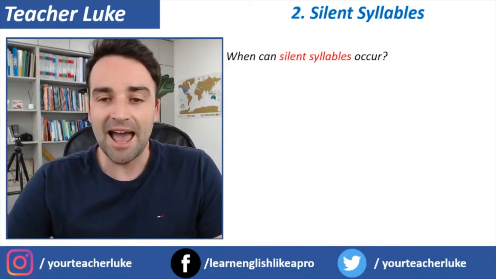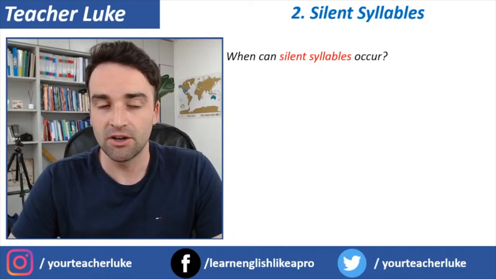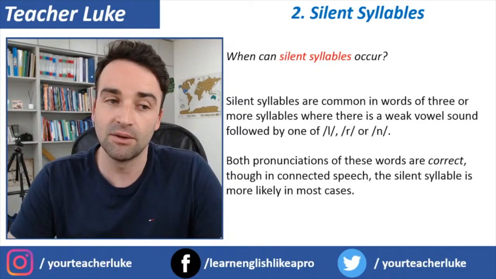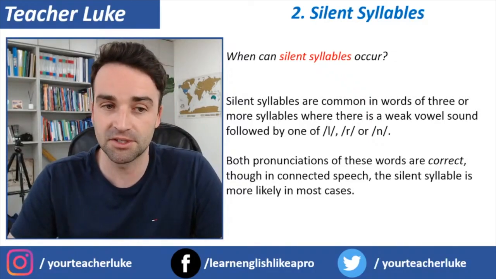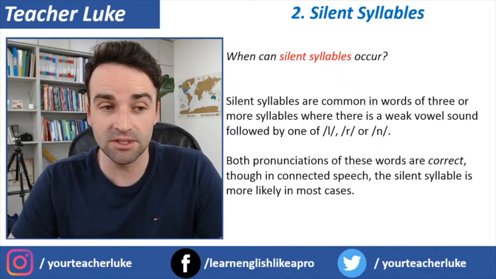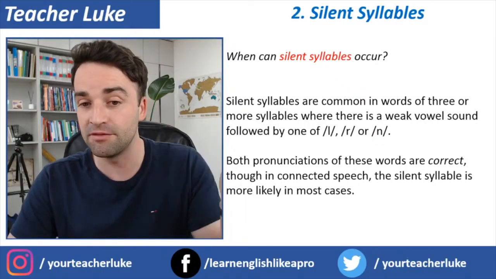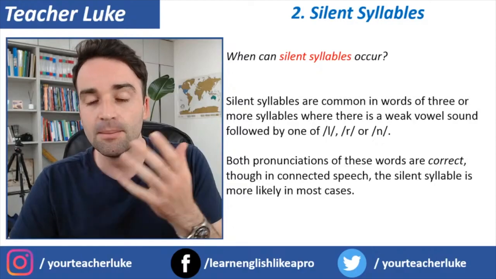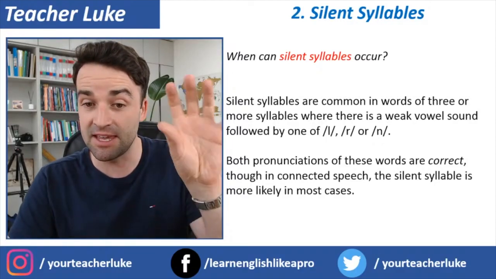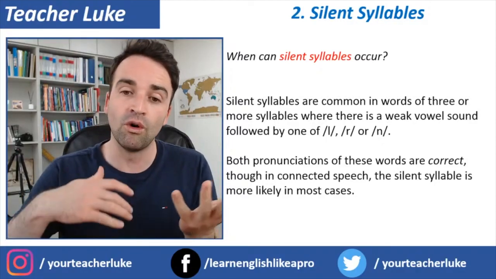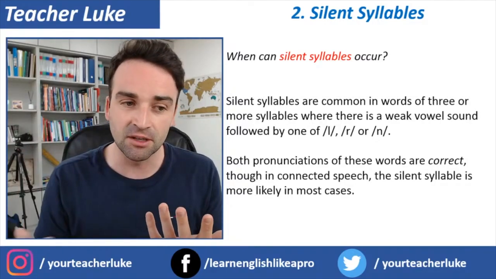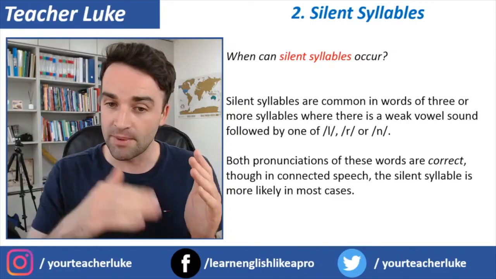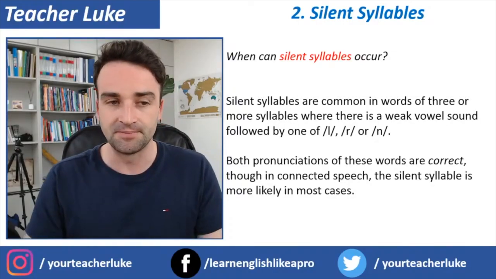So when can a silent syllable occur? Silent syllables are common in words that have three or more syllables, where there is a weak sound followed by one of these sounds: L, R, or N. Both pronunciations, including the schwa sound or without it as a silent syllable, are correct. However, when you're speaking quickly, it's better to drop it, better to use a silent syllable.